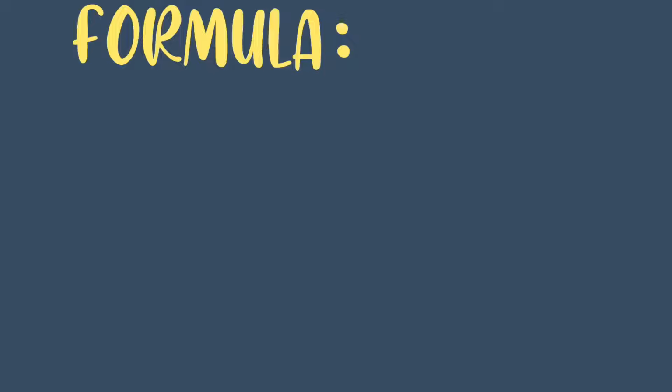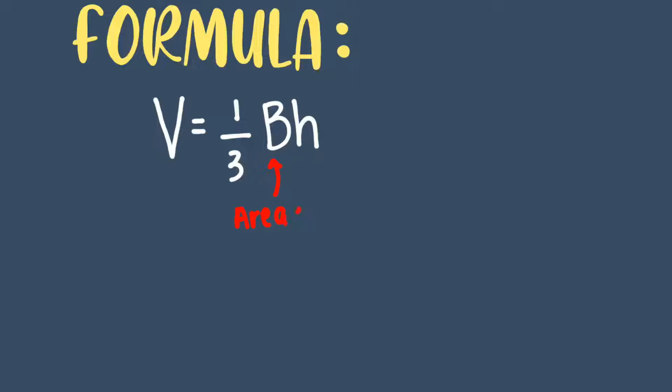So the first thing for us to talk about, of course, is our formula. So our formula, you have V, which stands for volume, is equal to 1/3 times your capital B, which is area of the base, times the height. So again, labeling all this, remember your capital B, that's the area of the base. And then this H, this is your height of the actual pyramid. So not like one of the sides, but it's the height of the total pyramid.